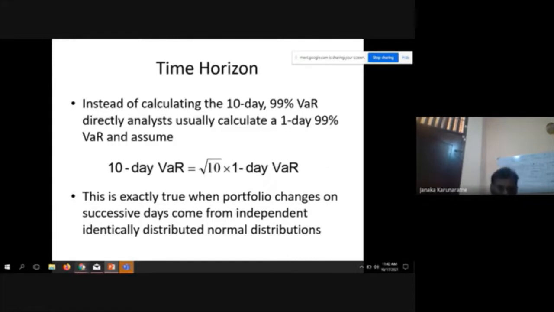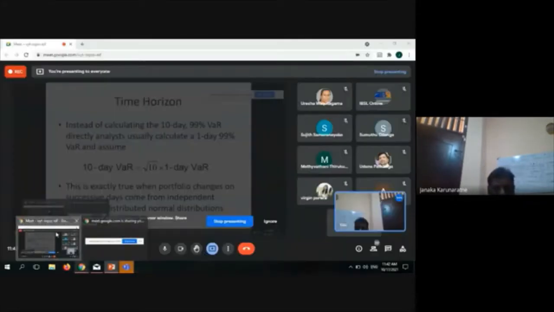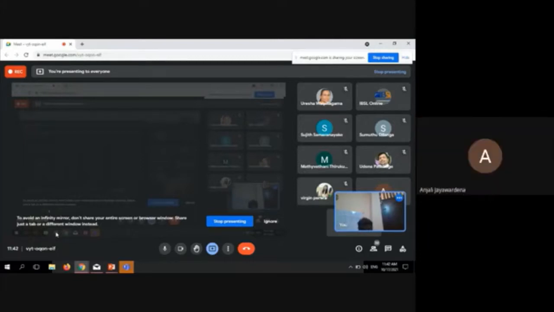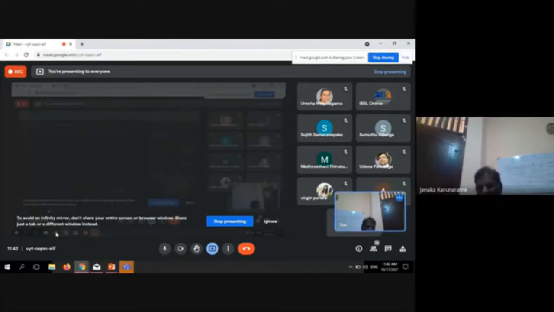If I want to compute the 60-day VaR, can someone tell? Square root of 60 times the 1-day VaR. So pretty simple. When you want to compute VaR, compute the 1-day VaR for a given confidence level and convert it into the number of days you are proposing, right?